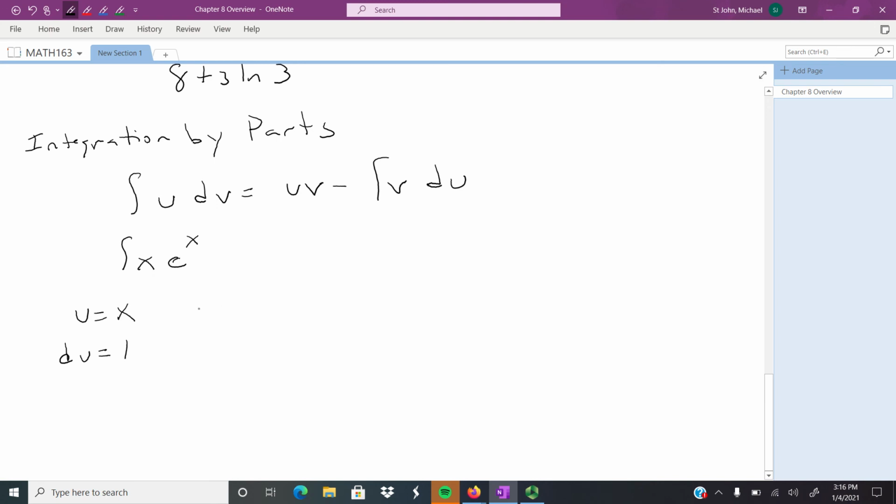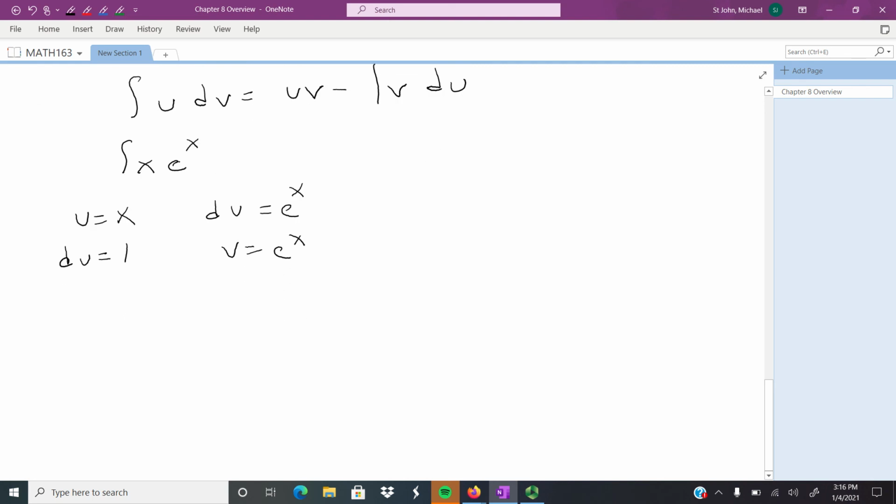And then dv is going to be my e to the x. And then if I integrate that, I get e to the x. So now if I plug this in, I get x e to the x minus the integral of e to the x times 1. So this is going to be x e to the x minus e to the x. And then we get our plus c. Okay.